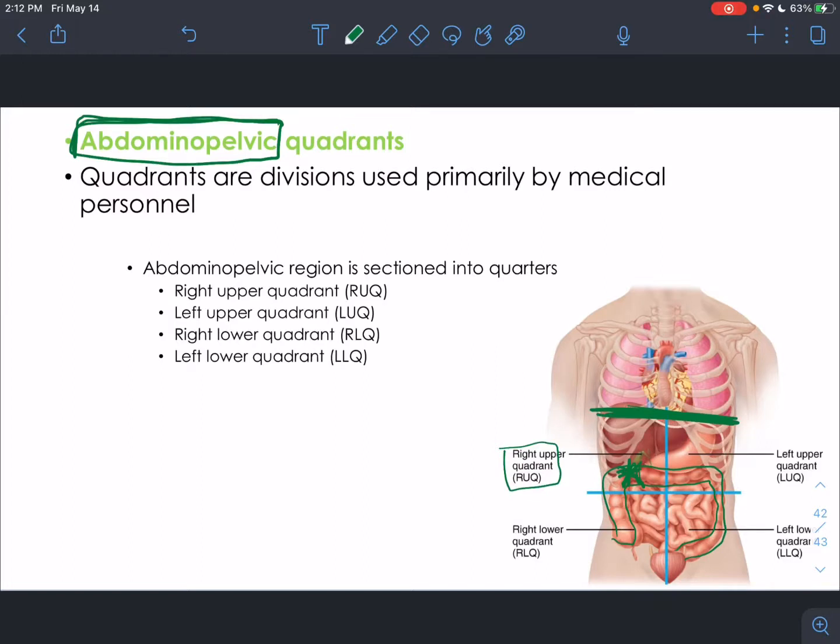Or if a patient has pain right here, let's say, we can say they have pain in their lower left quadrant. Okay, so the quadrants, they're 4, quad 4. You have the right upper, again, your patient's right, left upper, and then right lower and left lower. And those are pretty easy.